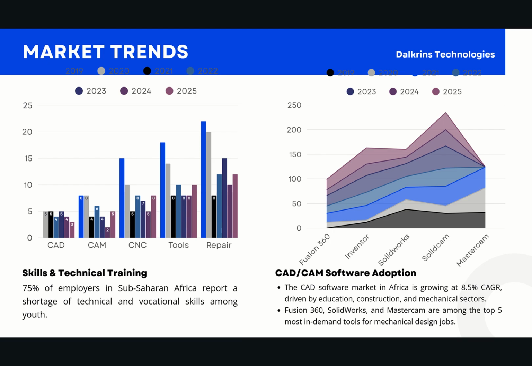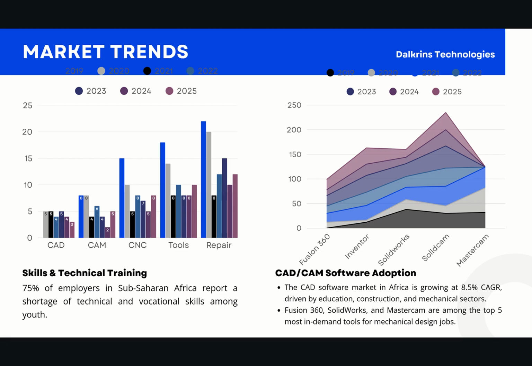The market trends at Dalkrins Technologies. 75% of employers in sub-Saharan Africa normally report a shortage of technical vocational skills among the youth. And this we have seen as the trend in Africa. Most of the training is theory based, so there's a gap in CAD, CAM, and CNC.